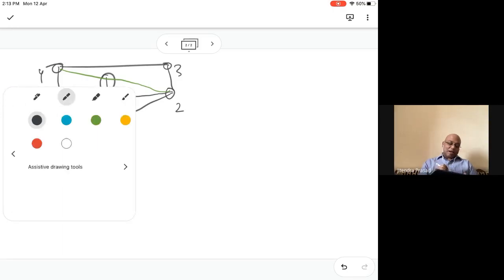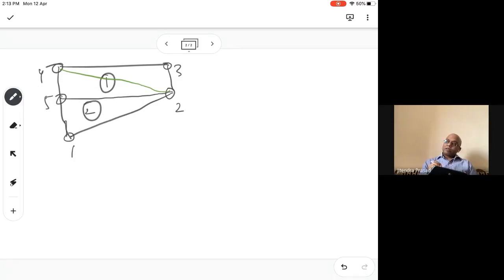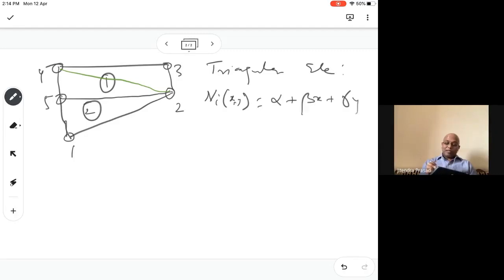You can see from the shape functions, right? So your shape function in a triangular element will typically be of this type, say N(x,y) is equal to alpha plus beta x plus gamma y. So what happens is, you can see that del Ni over del x will be equal to beta, so it becomes a constant.